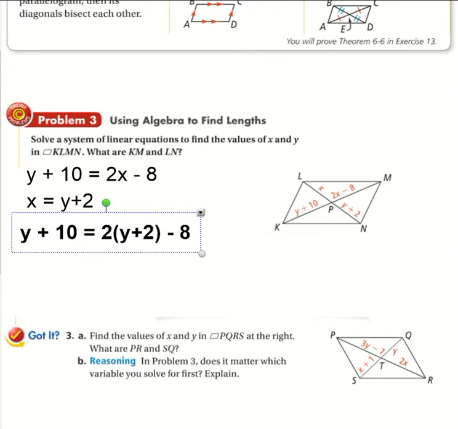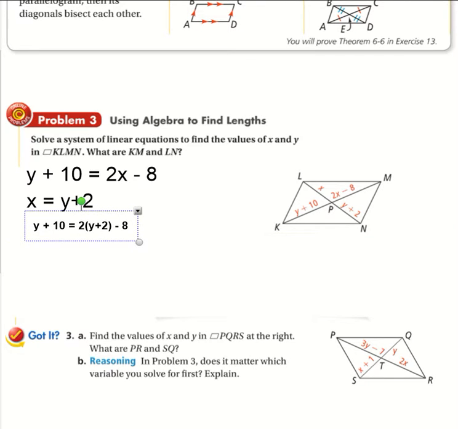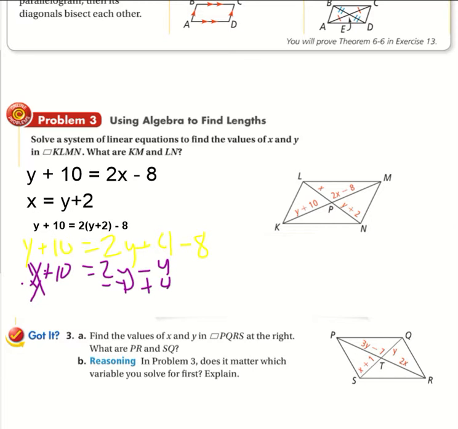So here's my actual equation I'm going to be solving. Let's solve this. If we do some distributing, we get y plus 10 equals 2y plus 4 minus 8. We combine our like terms, we get y plus 10 equals 2y minus 4. Now we combine our variables and our constants. We subtract y, we add 4, we add 4. This leaves us with y equals 14. Alright, y equals 14.